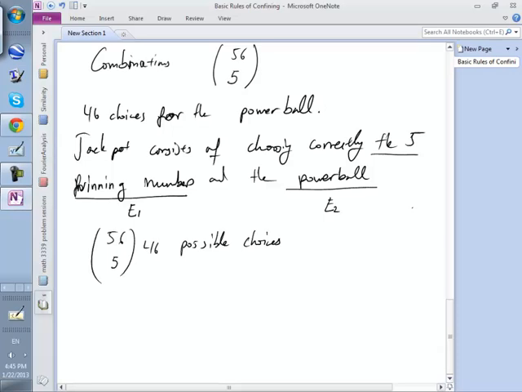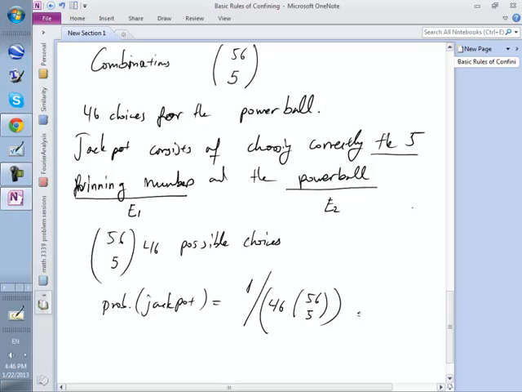What is the probability of winning the jackpot? Yes, all the 6 numbers correct. So the probability for the jackpot in the Texas Mega Millions is 1 over 56 choose 5 times 46. You do the math and you find the odds. That's a small number. Okay?